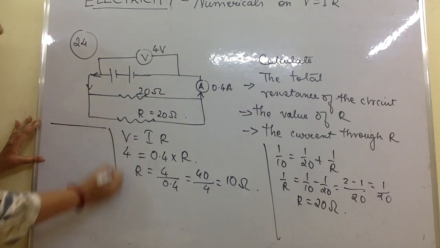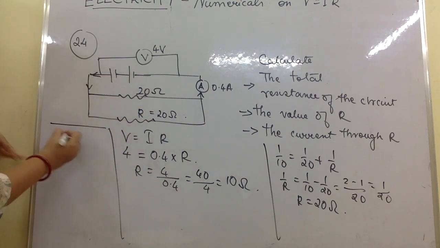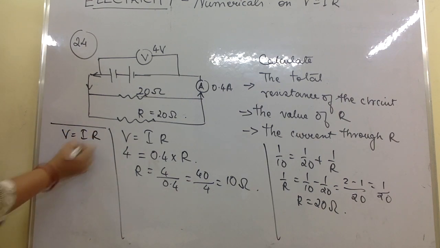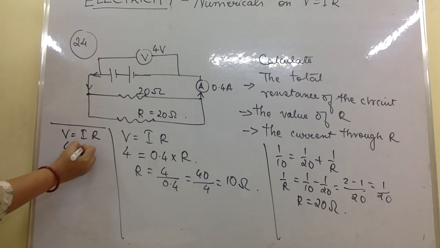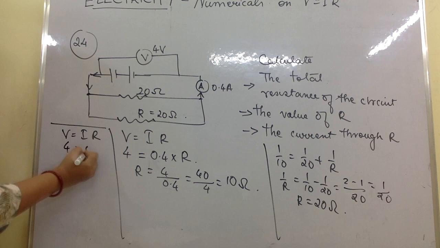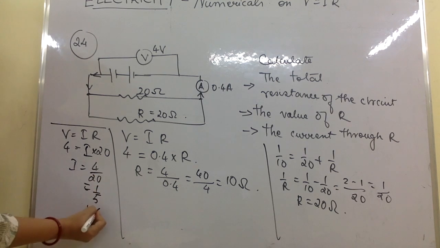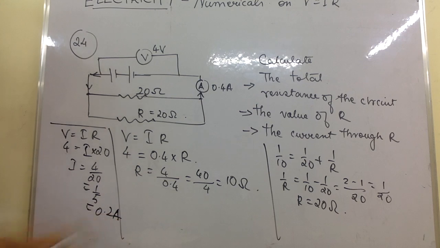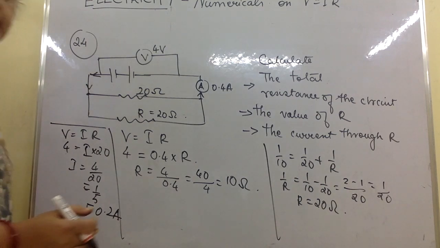So here, only for this branch, if I try to find it, V is equal to IR. In parallel connection, V is the same for both the branches. So V is 4, I I don't know, I am going to find, and R is 20. So I is 4 by 20, which is 1 by 5, which is 0.2 amperes. So I comes to 0.2 amperes. This is why we should always keep noting whether it is parallel or in series.